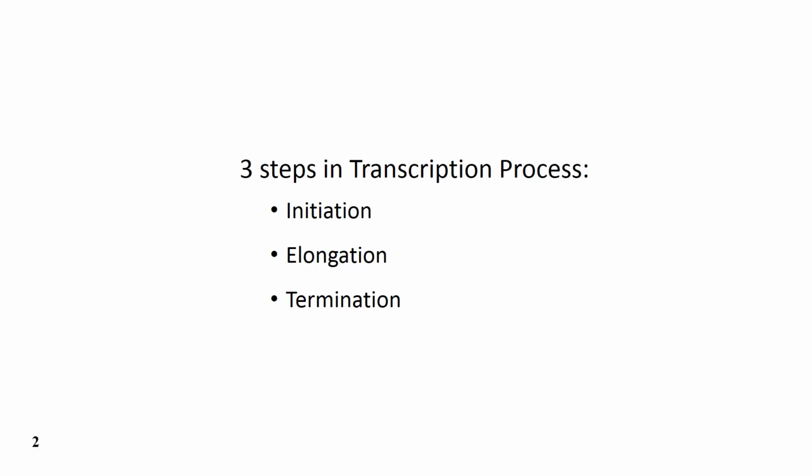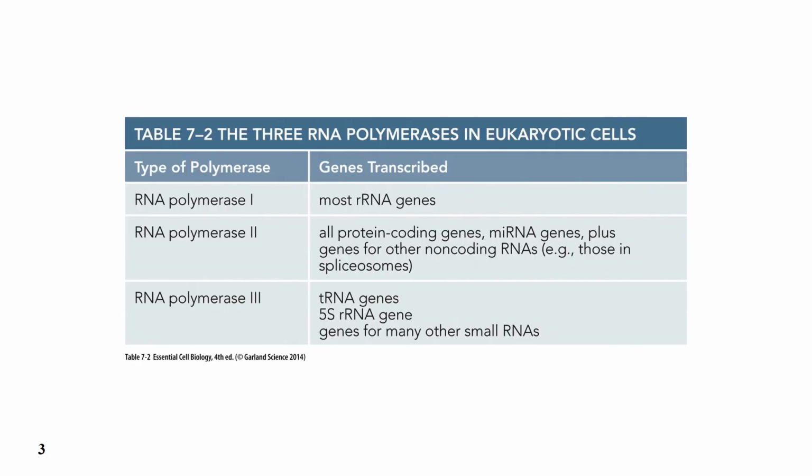Eukaryotic transcription. The process in eukaryotic cells is a bit more complex. The process still consists of the same 3 steps, but each of them has complexities that make transcription in eukaryotes a more difficult process. The first difference is that eukaryotes have more than one RNA polymerase.